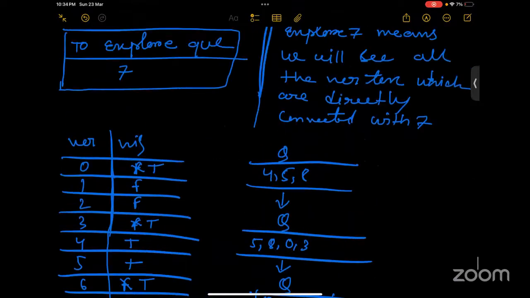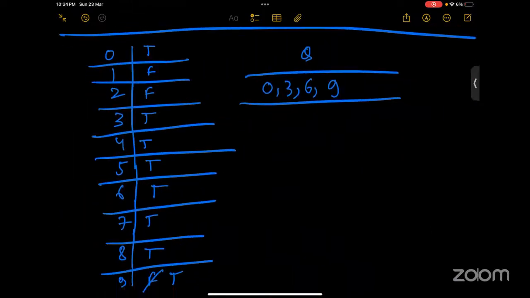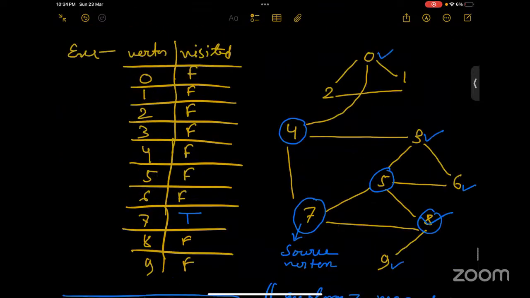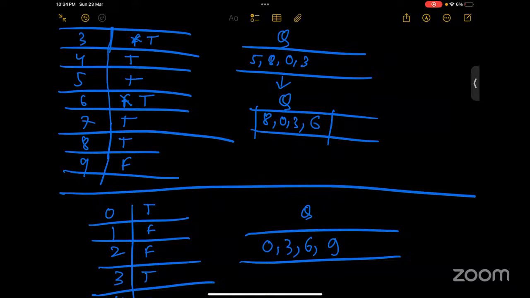Similarly, we have to do this till the end, that means until the queue is empty. We have to repeat the process. Yeah, so you also have to go through 0 and 1 and 2 as well. Yes, correct. We have to go up to the end until the queue is empty. That means until we have visited all the vertices.